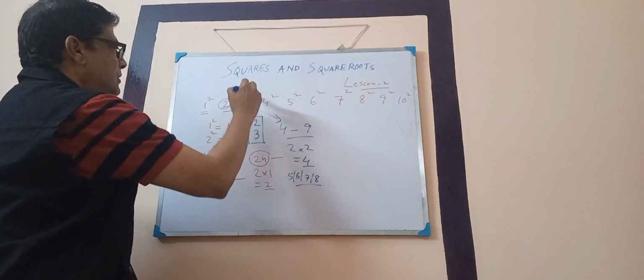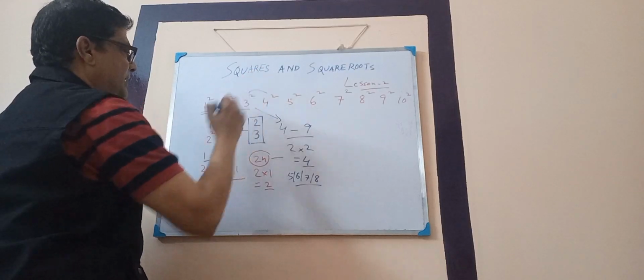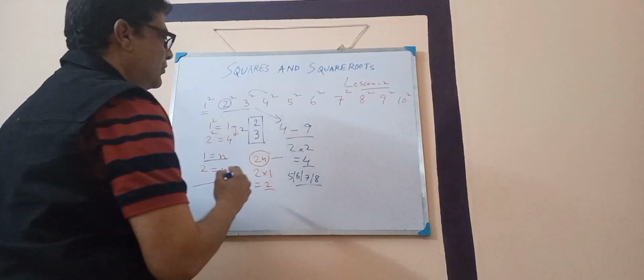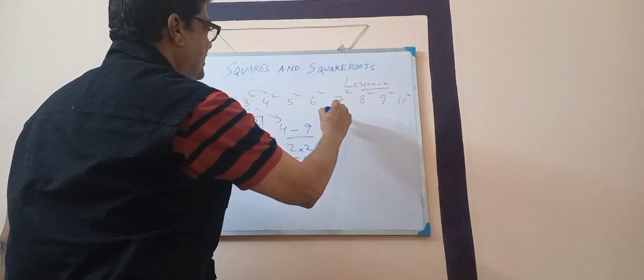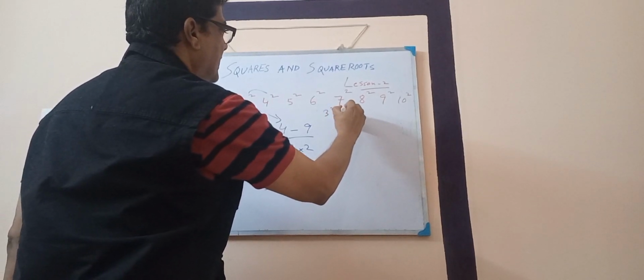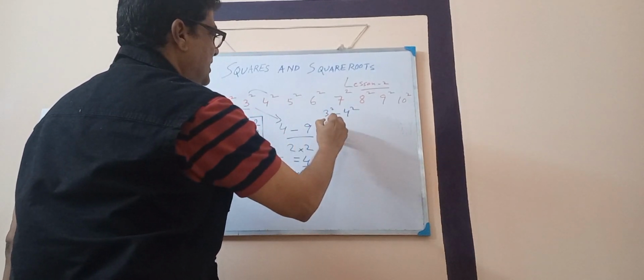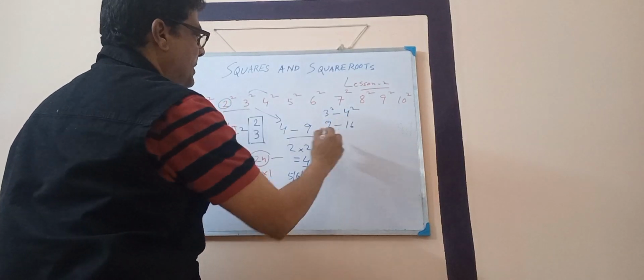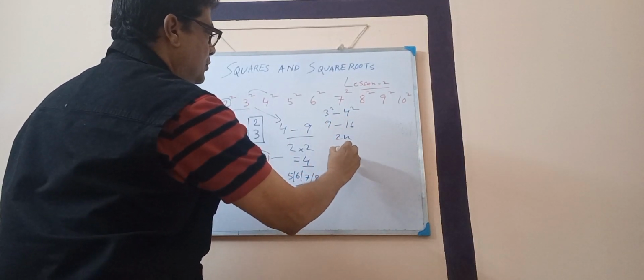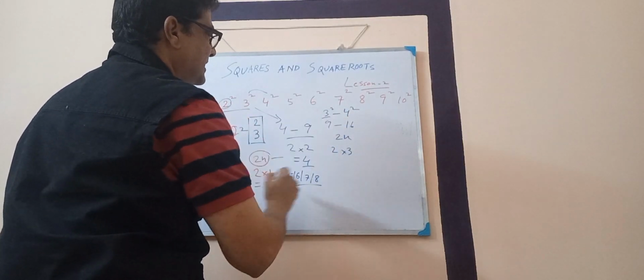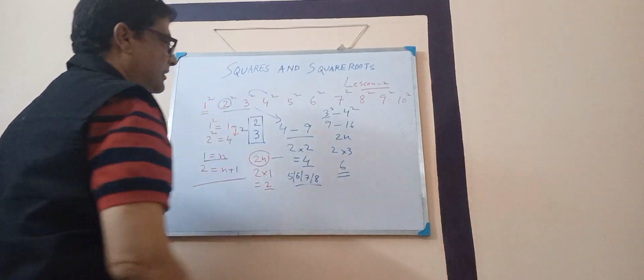Now let us do the next one. That means in between 3 square and 4 square, that means in between 9 and 16. How many numbers? 2n numbers. 2 multiplied by 3. This is n. So 6 numbers will be there.